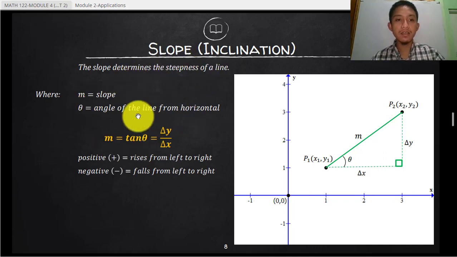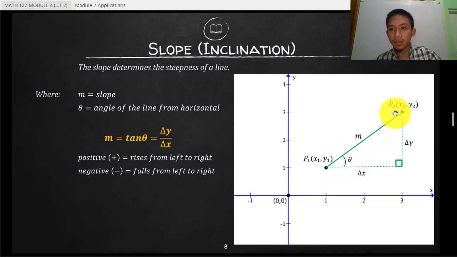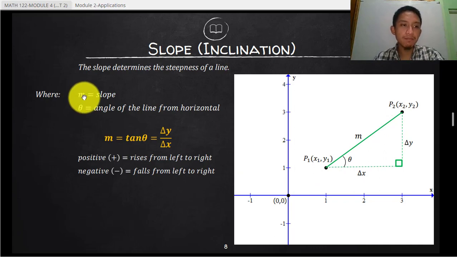Okay, so again, if you will try to look at my figure here, consider again your line segment P1, P2. Okay, let's say that is the line that we are referring to, and you want to get the slope of that or the steepness of that line. Then actually we can name that as m. That is the general or the common variable for slope, m. And then theta is, let's say, the angle from horizontal.